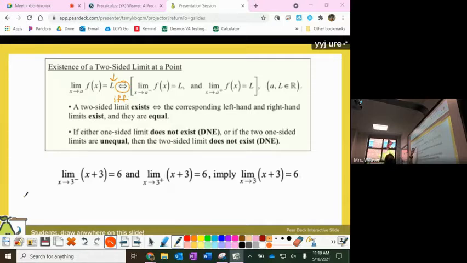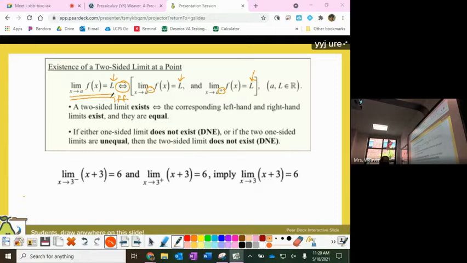So the limit equals L if and only if the limit of the function as x approaches a from the left is L, and the limit of f of x as x approaches a from the right is also L, meaning it's got to approach the same number L from both the left and from the right to equal the limit of the whole function. It's got to be both. And that just defines L such that the limit is an element of the real numbers. So we're talking about real numbers, not imaginary numbers here. A two-sided limit exists if and only if the corresponding left-hand and right-hand limits exist and are equal.